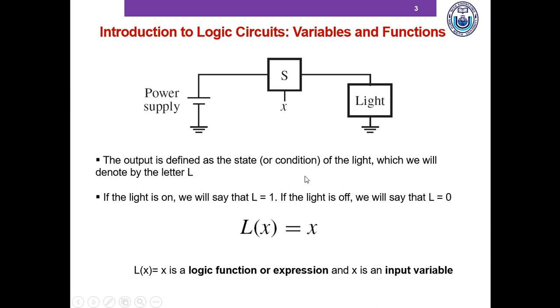Using this convention, we can describe the state of the light as a function of the input variable x. Since L equals 1 if x equals 1, and L equals 0 if x equals 0, then we can simply write L of x equals x. This simple logic expression describes the output of the light as a function of the input, the state of the switch. We say that L of x equals x is a logic function and that x is an input variable.